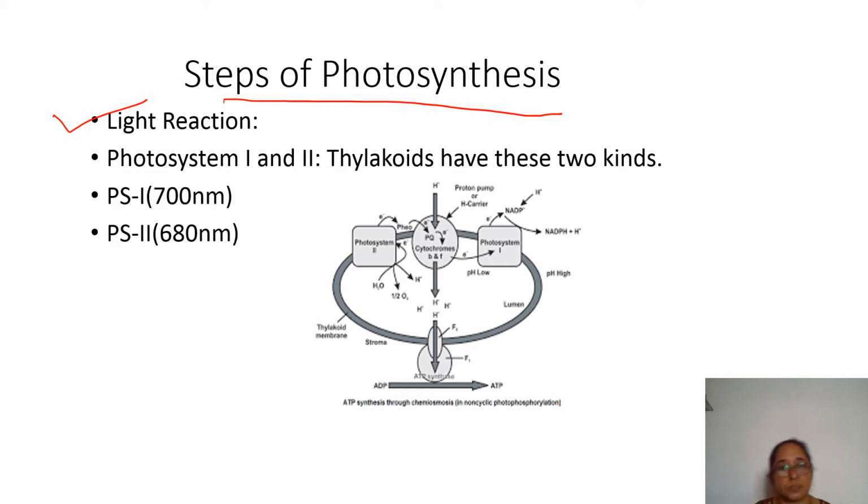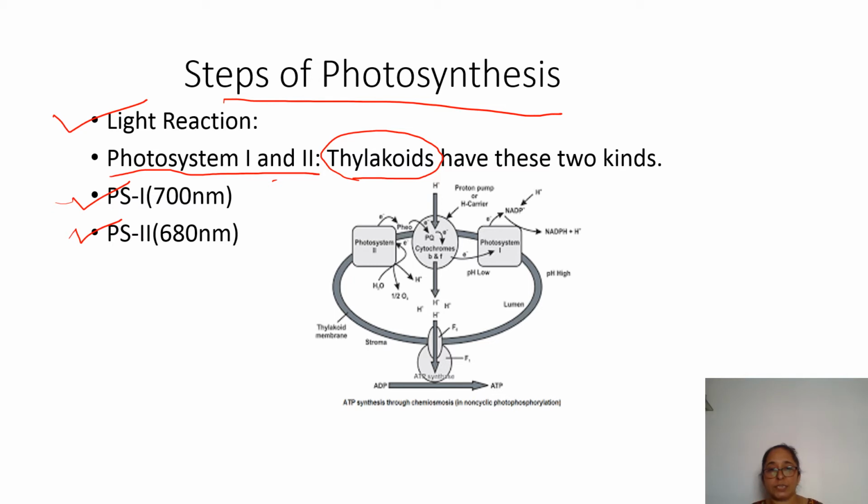Now here the light reaction. In the earlier video I explained that the light reaction takes place in the thylakoid of the chloroplast, and the dark reaction takes place in the stroma. Photosystem 1 and photosystem 2 are present in the thylakoid, and they help in the absorption of light. Photosystem 1 is of 700 nanometer and photosystem 2 is of 680 nanometer. They play a very important role in the absorption of light.